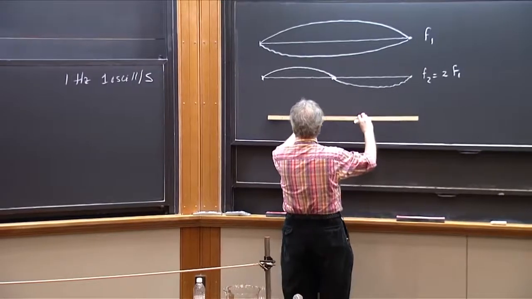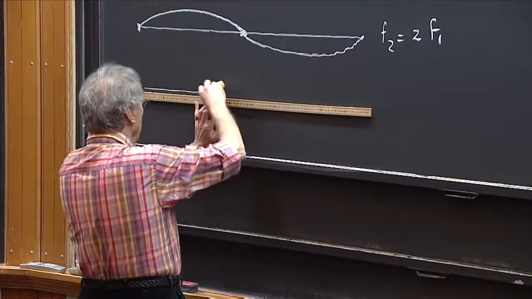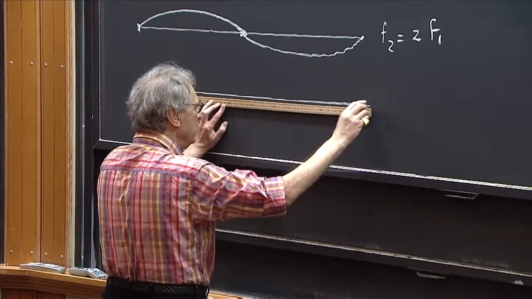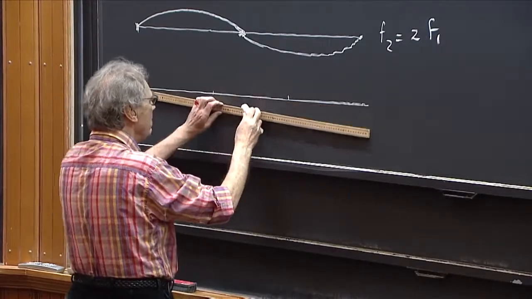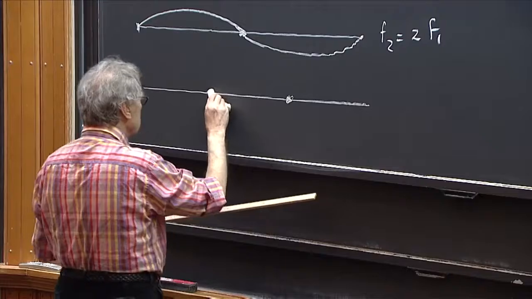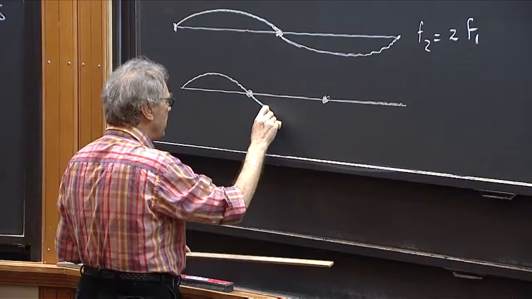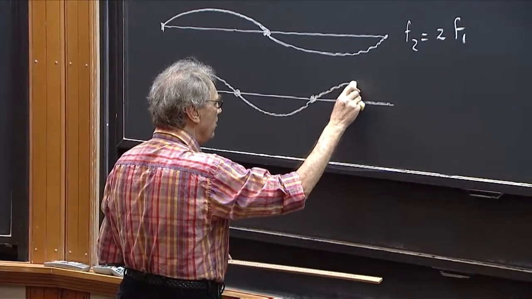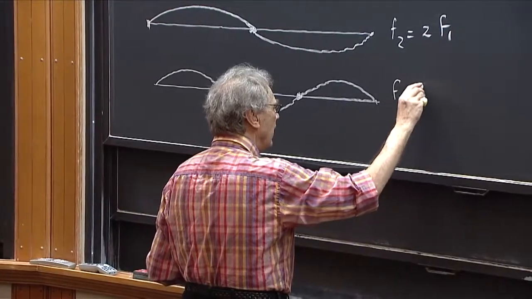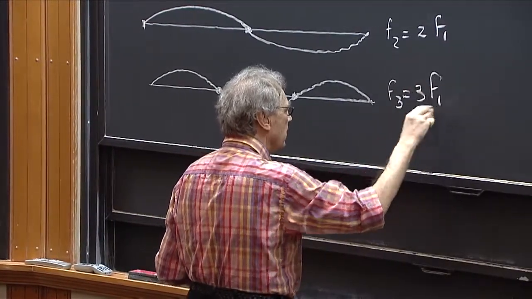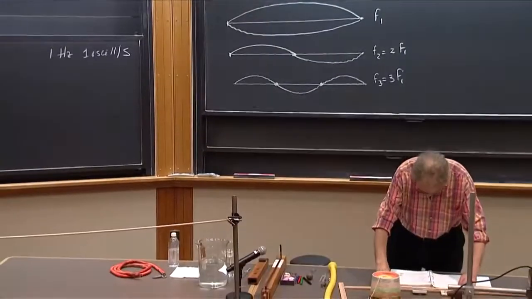I start shaking it a little faster. It ignores me. And by now you should all become experts. You should be able to predict what happens. All of a sudden, the string is again very happy. There's going to be a node here and a node here. And now this part goes up. This part is down. And this part goes up. And here is the end. And this is the third harmonic, F3, and the frequency of the third harmonic is 3 times the frequency of the first harmonic.